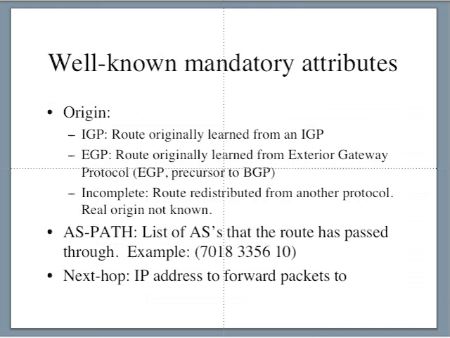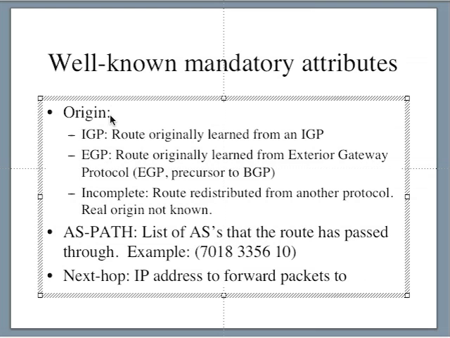Let's talk about the well-known mandatory attributes. These are attributes which every BGP speaking router has to understand, and they have to be included in every update. The first well-known mandatory attribute is the origin. This is something that helps you understand the believability of the information within BGP. The most believable route inside BGP is a route that is originally learned from an IGP. So a route that is expressly originated by the router by configuration.